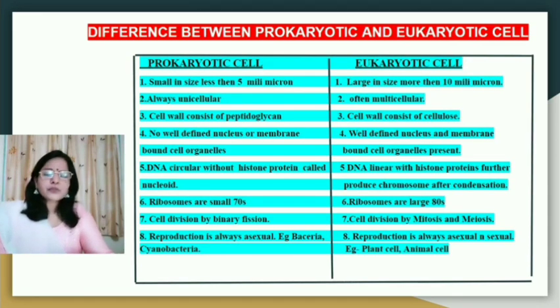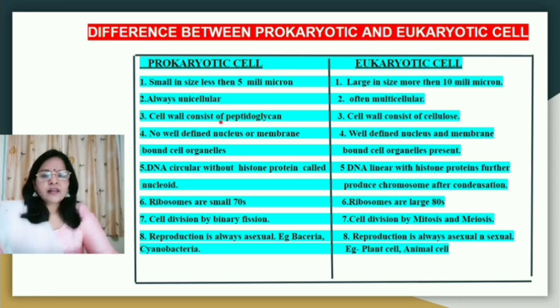Now, the difference between prokaryotic and eukaryotic cell. First of all, the size of the cell. Prokaryotic cell is always 1 to 5 millimicron in size, whereas eukaryotic cells are larger, more than 10 millimicron. Prokaryotic cells are always unicellular, and eukaryotic cells are often multicellular. For example, Chlorella and Chlamydomonas are unicellular also, but most eukaryotic cells are multicellular.